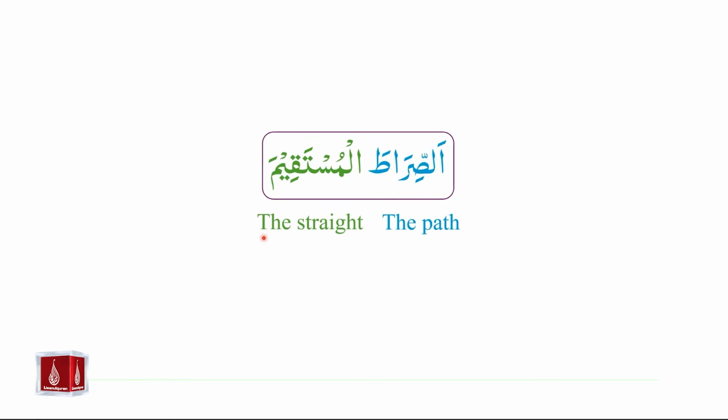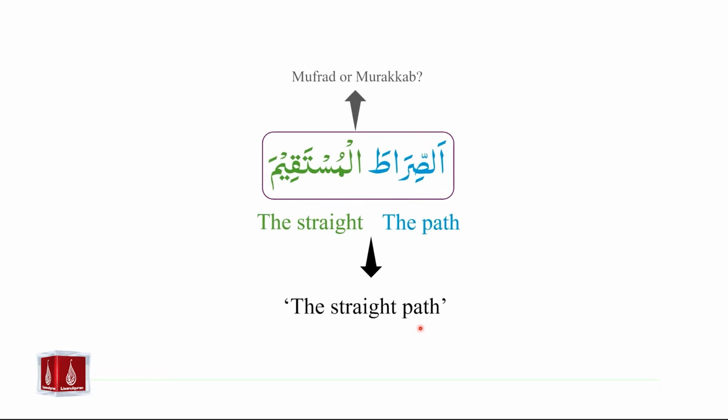Next we have as-sirat al-mustaqima. The literal meaning of as-sirata is the path, and the literal meaning of al-mustaqima will be the straight. Taken together, as-sirat al-mustaqima means the straight path. Is as-sirat al-mustaqima a mufrad or murakkab? It is a murakkab because as-sirat al-mustaqima is not one word or mufrad.